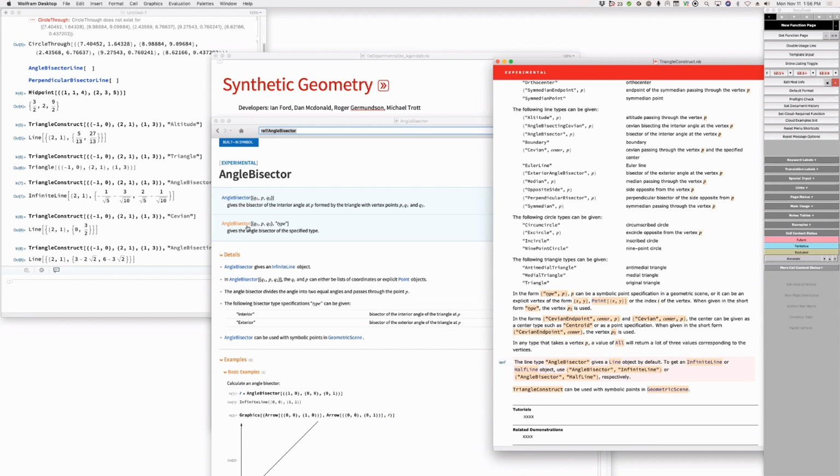Look, I think what we should do, here's my suggestion. Angle bisector line returns an infinite line object. Okay. Then we have the notion in here of angle bisector segment, which is the finite line that ends on the other side of the triangle.